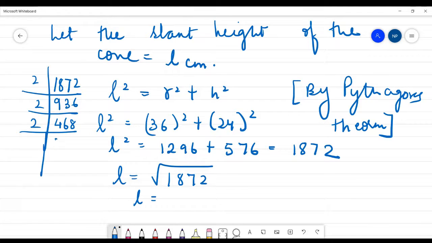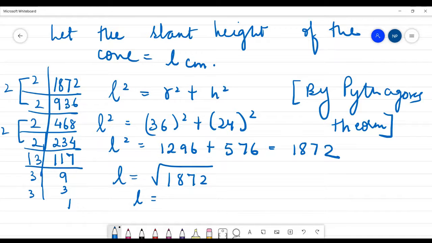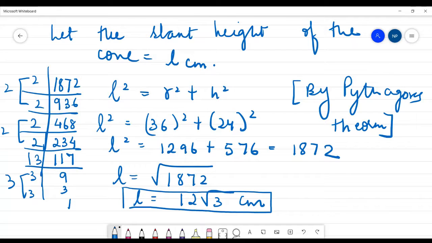We will get 2 2s are 4, 2 3s are 6, 2 4s are 8. This we will get as 117, and it will be divisible by 13. So this we will get 13 nines are, 3 threes are, 3 ones are. So here you can see 1 2 is coming up from here, 1 2 from here, 1 3 from here. So 2 2s are 4, 4 3s are 12. We have 12 root 3 centimeter. This is the value of the slant height.